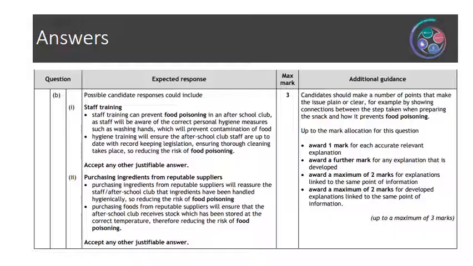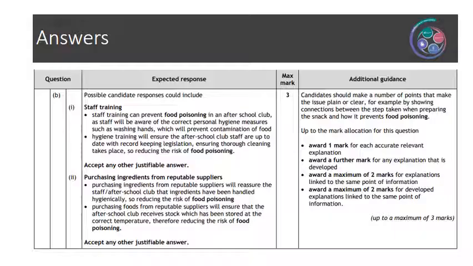Answers to question 1b. Again, candidates should make a number of points that make the issue plain or clear. For example, by showing connections between the step taken when preparing the snack and how it prevents food poisoning. Award 1 mark for each accurate relevant explanation. Award a further mark for any explanation that is developed. Award a maximum of 2 marks for explanations linked to the same point of information. And award a maximum of 2 marks for developed explanations linked to the same point of information. This question is worth 3 marks.